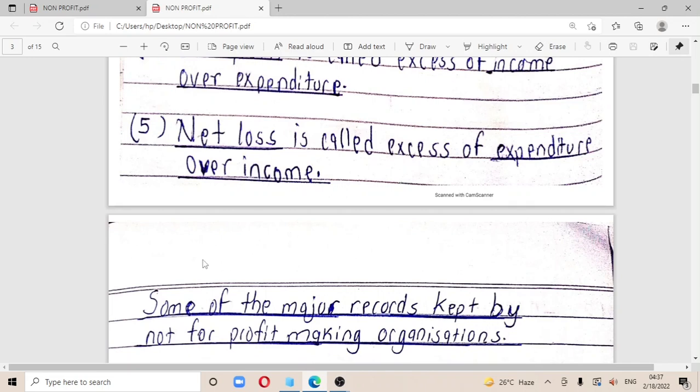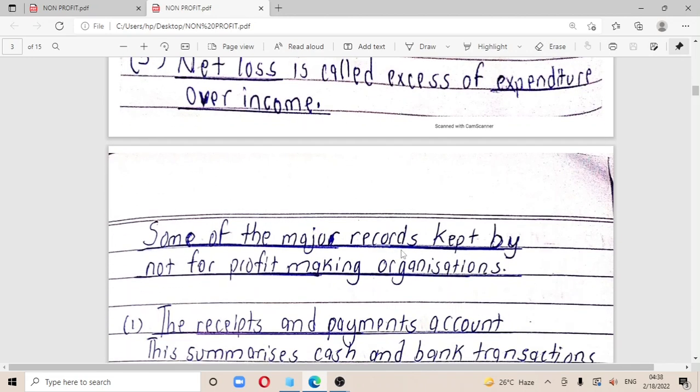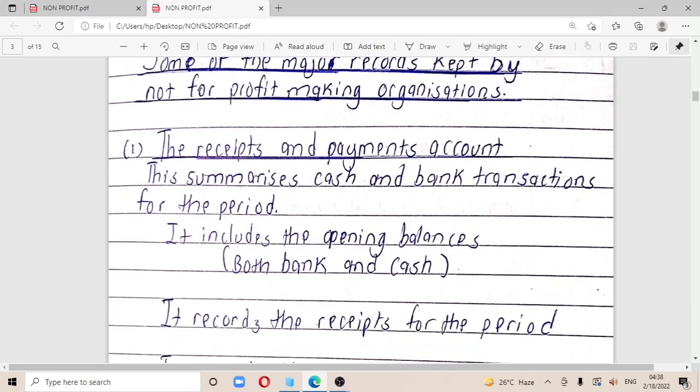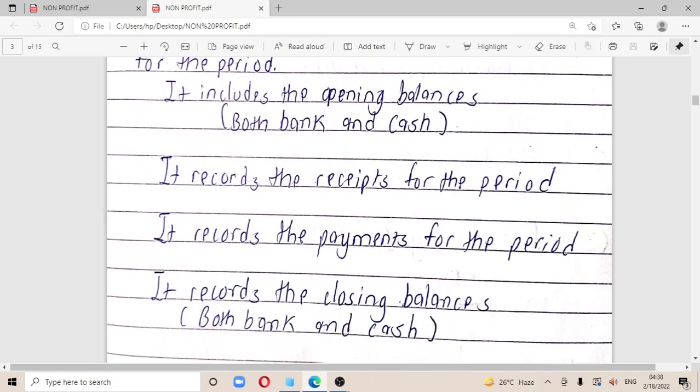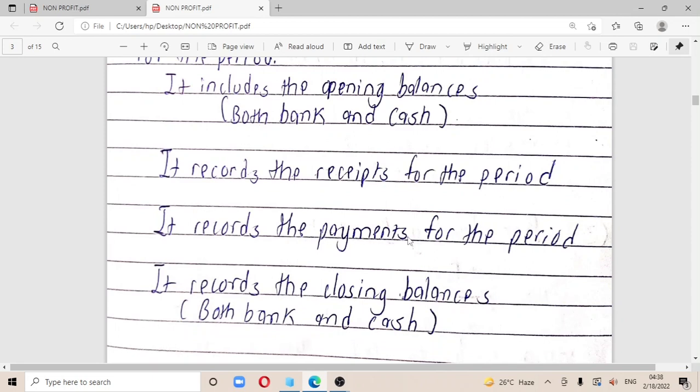So having known that, some of the major records kept by non-for-profit making organizations, we are having the receipts and payment account. So they get to keep the following record, that is the receipts and payment account. This summarizes the cash and bank transactions for the period. In the receipts and payment account, it includes the opening balances, that is for the bank and the cash, and it records the receipts of the period, and then it also records the payments for the period. Then it also records the closing balances, that is both bank and cash.